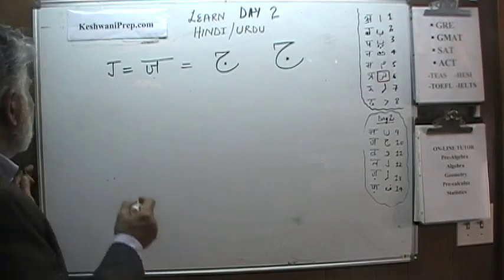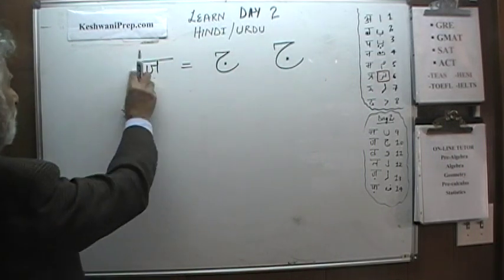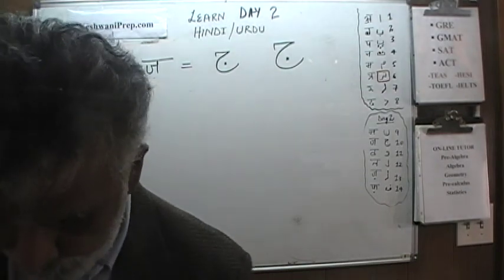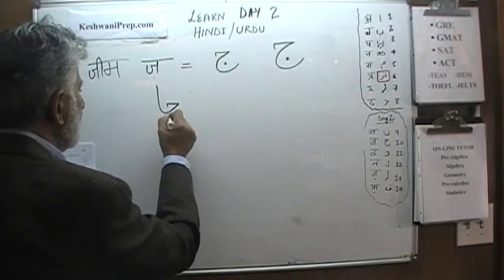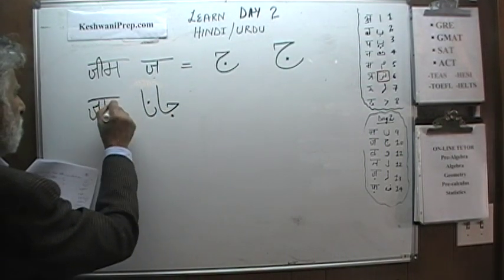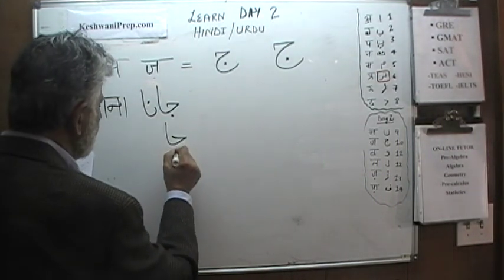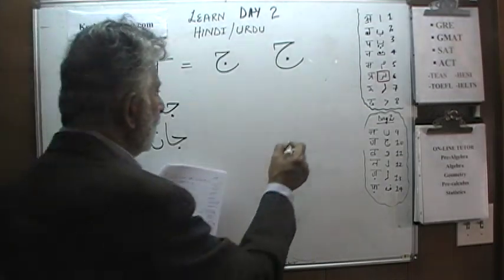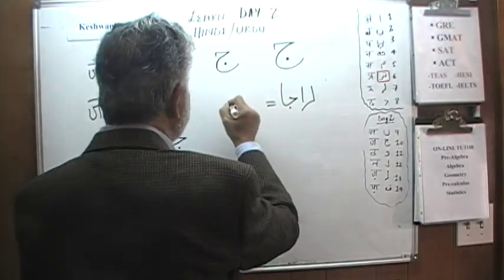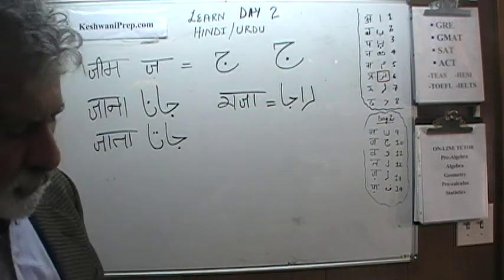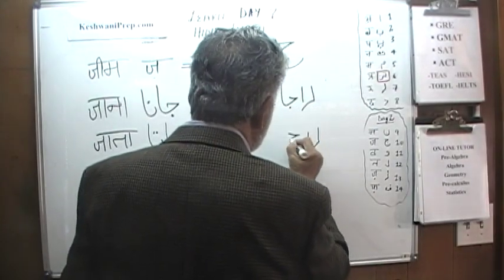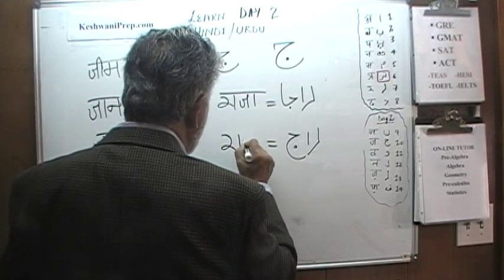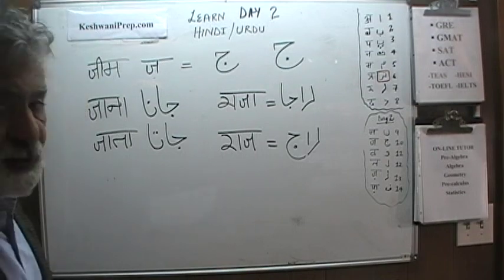Let's write some words. And this is called jim. We don't need the English letter, obviously. Jim, not jam, jim. Let's write the first word. Ja-na. Jana is to go. Here's another one. Jata. Jata is he's going. Here's the next one. Ra alif ra and j alif ja, raja. Raja is monarch, king. When jim does not join, it takes the entire form and it looks like this. Raj. Raj is kingdom. Raja is the king.